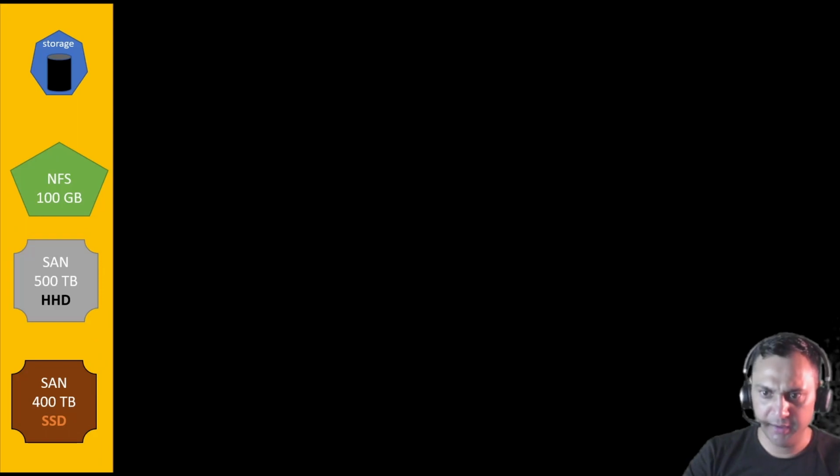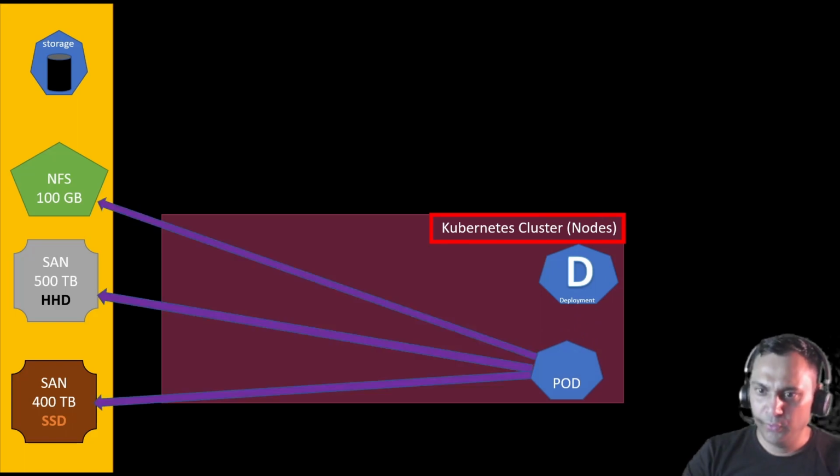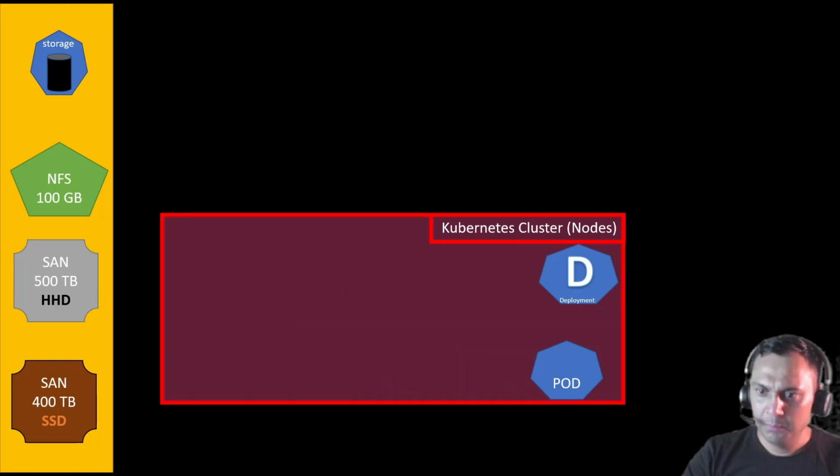We have three different storage servers: SAN 400 TB SSD, SAN 400 TB HDD, and NFS 100 gig. We have one Kubernetes cluster. This is our deployment, and this deployment creates this pod. We want to mount these storage servers on this pod so that our application which is running inside this pod can save some files. In simple words, we want a persistent volume that will remain available after this container or pod dies. But these storages are outside of the cluster.